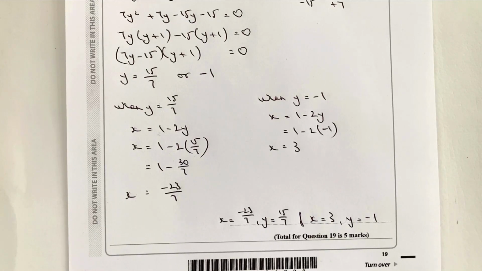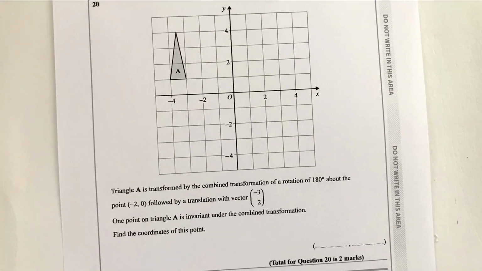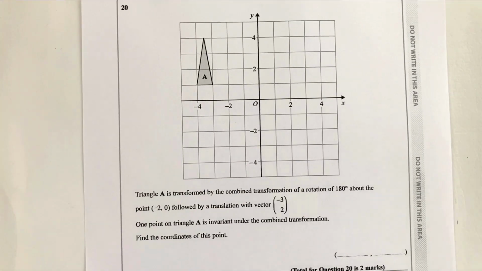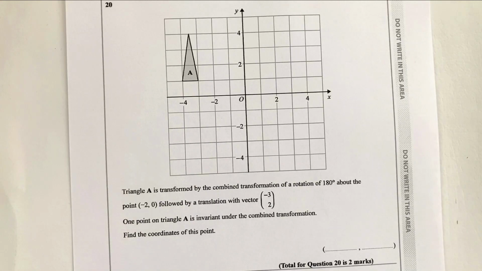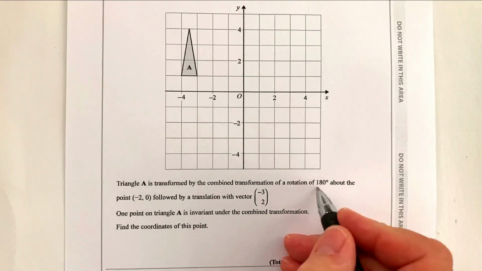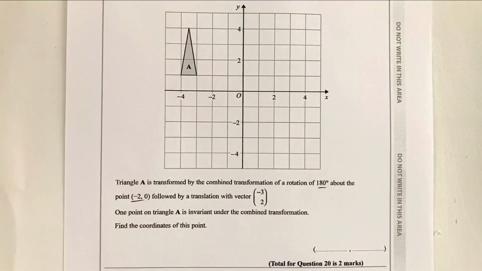Okay, let's move on then to question number 20, which is the last question in the paper, and it's a translation type question. What we're going to do with that is it says that A is transformed by the combined translation of a rotation of 180 degrees. Okay, that's fine. So the first thing we've got to do is treat it entirely separately. Let's have a look. Firstly, a rotation of 180 degrees about the point minus 2, 0.